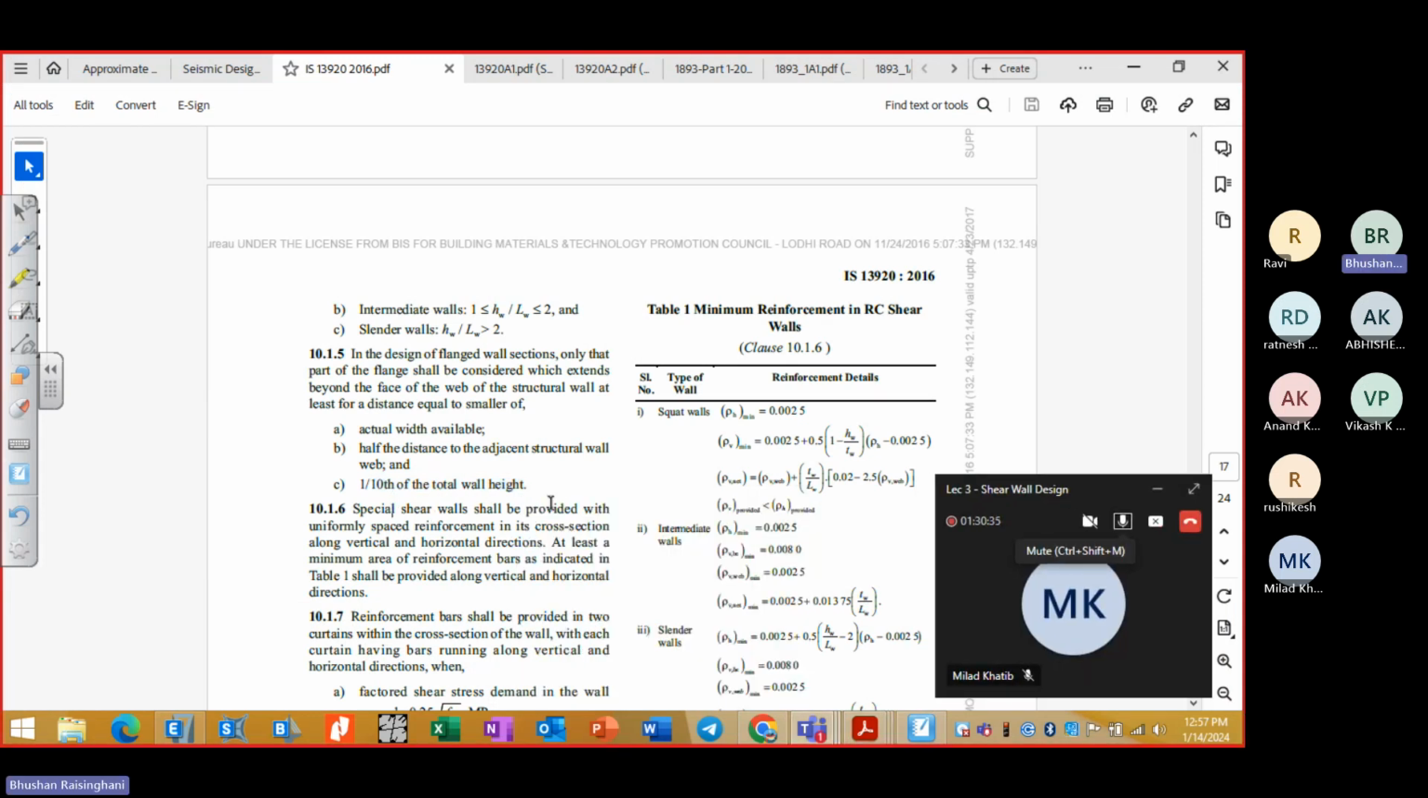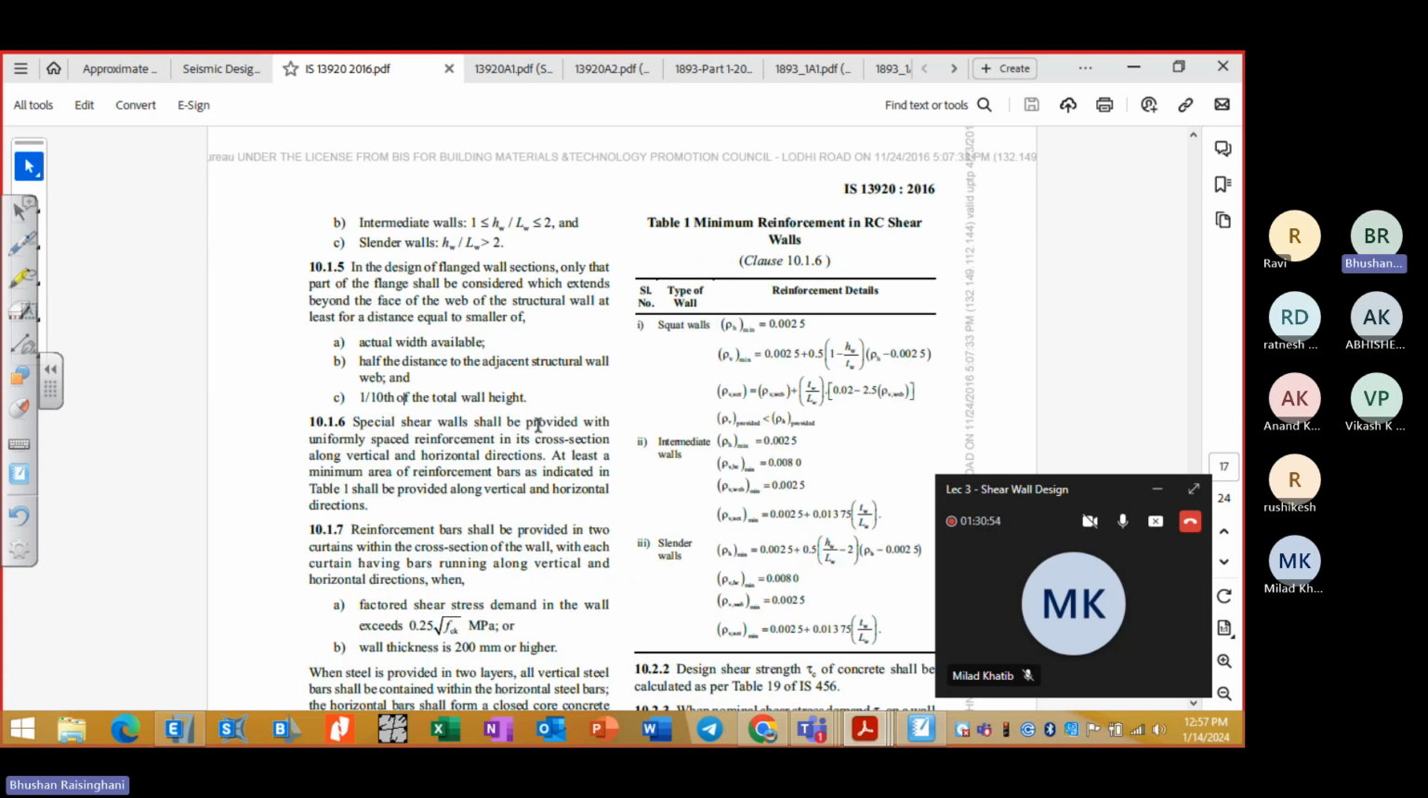So in ACI code, it is given a bit separately. 26-degree angle they have considered. With the 26-degree angle, you will get whatever the width is there, you can use it. But we have this particular requirement, we have to follow this minimum requirement.